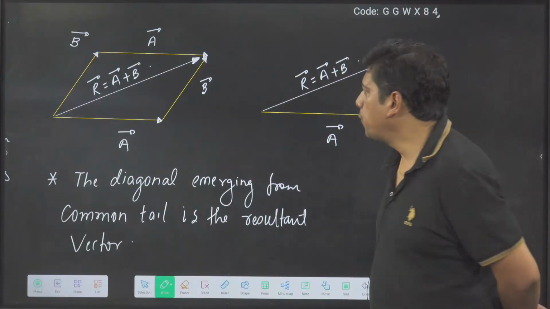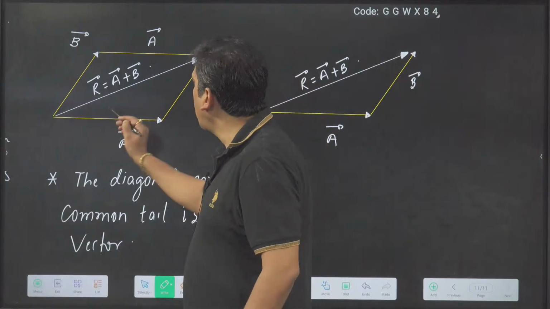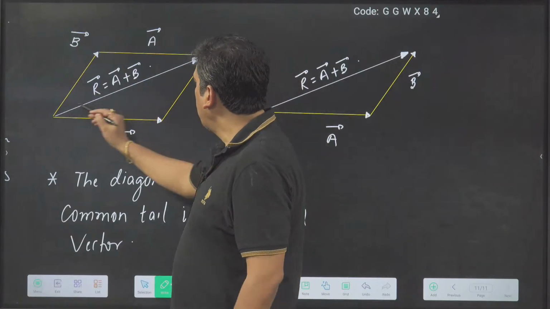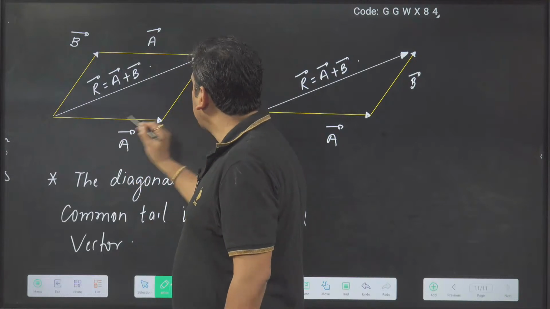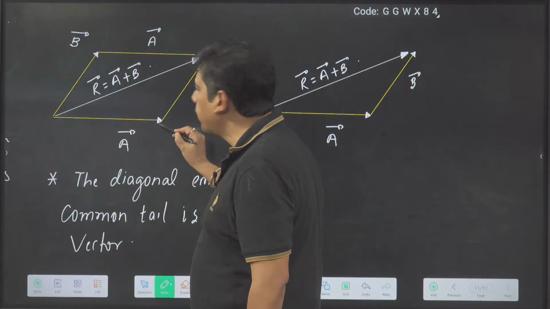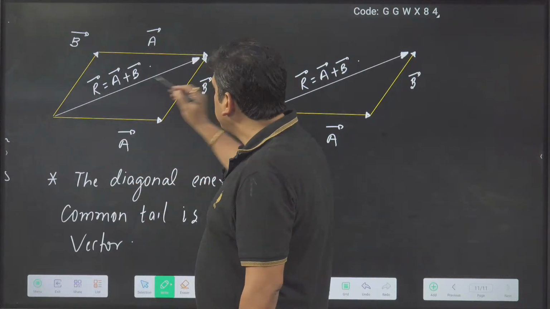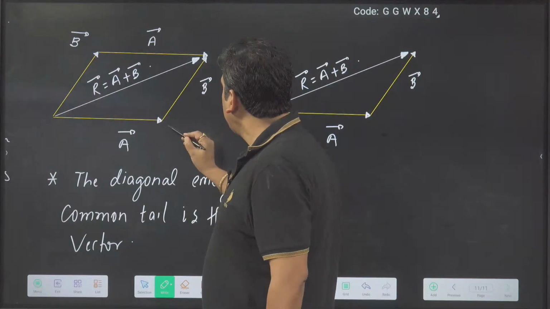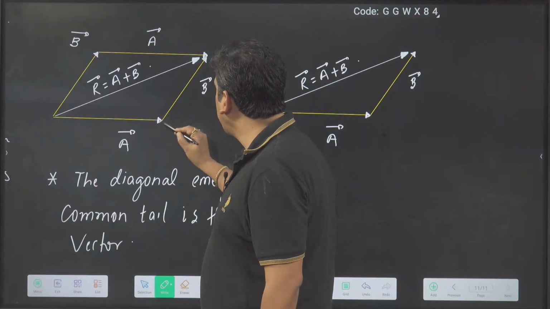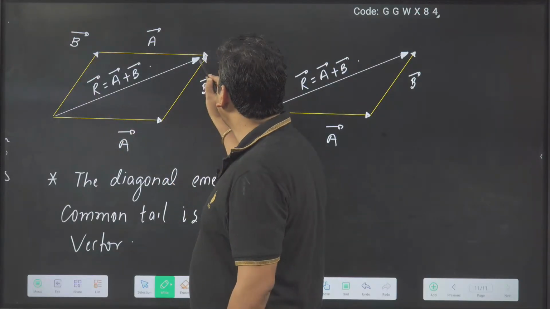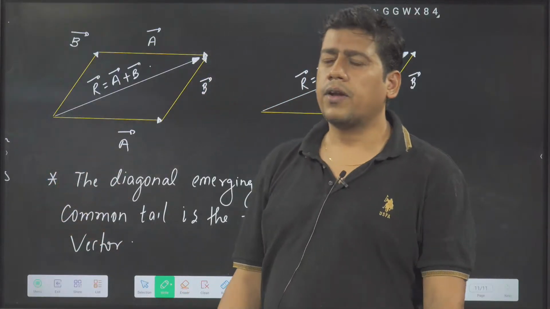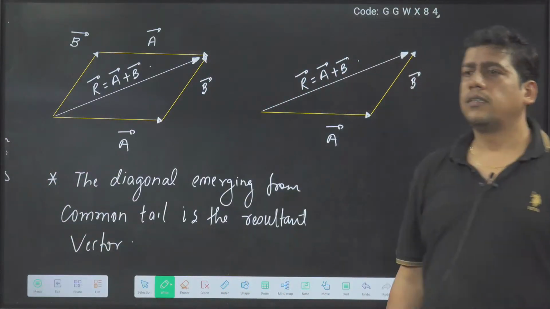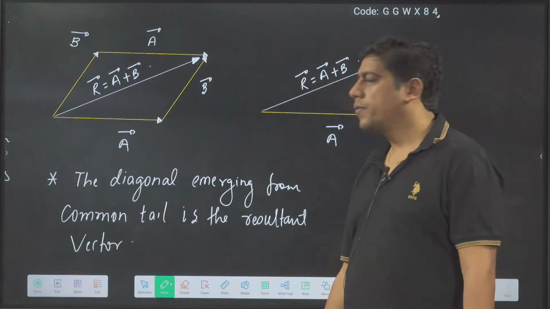Okay? If you see this lower triangle or the upper triangle, anyone, lower or upper, you will clearly see that A vector, B vector, head to tail. Understand? A vector, this is B, so this is also B. B vector, head to tail, and the resultant is head to head and tail to tail. This was the triangle law, right? So both are similar.